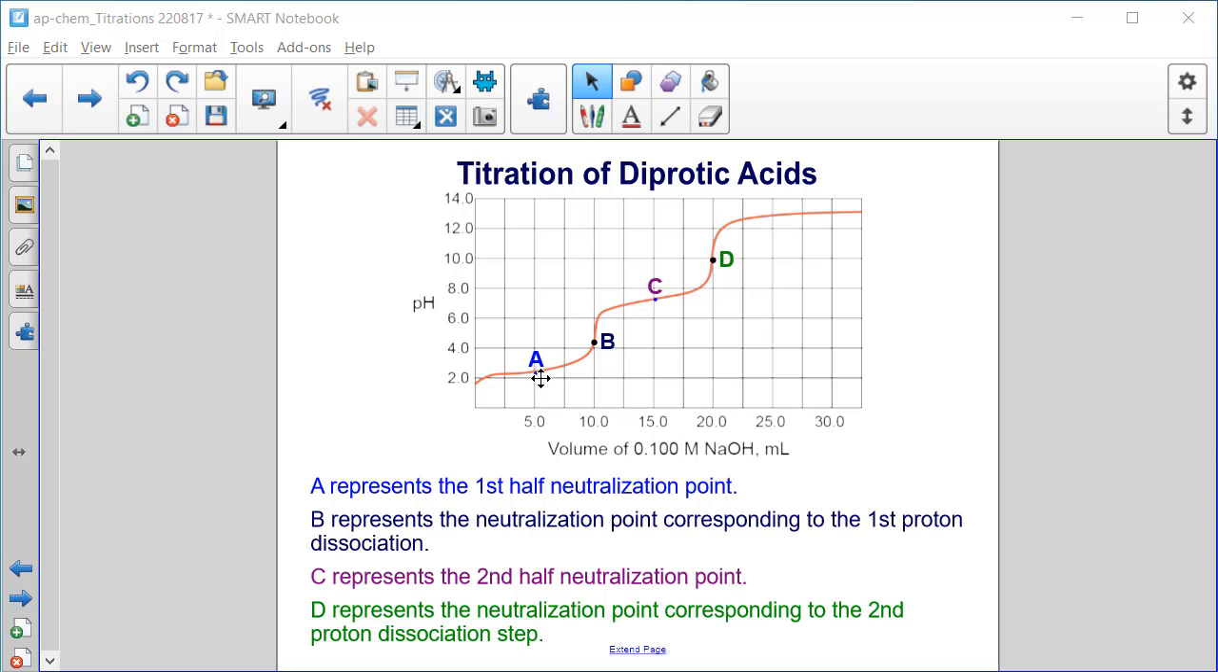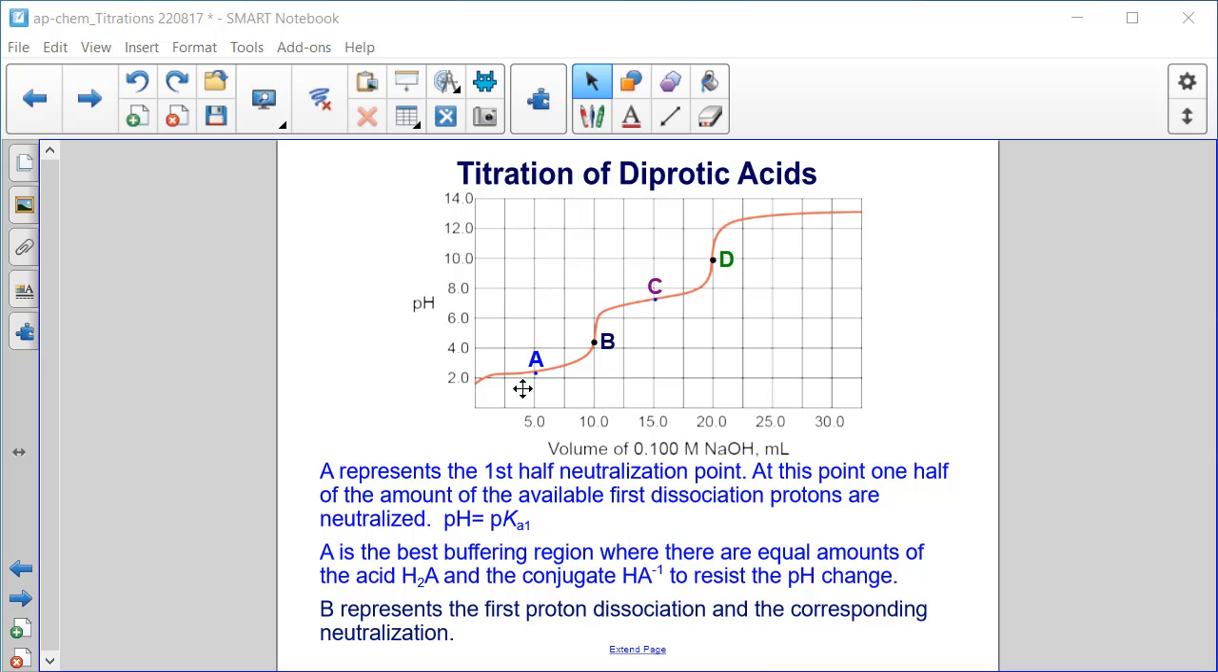At 5 milliliters, A represents the first half neutralization point. At 10 milliliters, B represents the neutralization point corresponding to the first proton dissociation. At 15 milliliters, C represents the second half neutralization point, or the second proton. And at 20 milliliters, D represents the neutralization point corresponding to the second proton dissociation step.